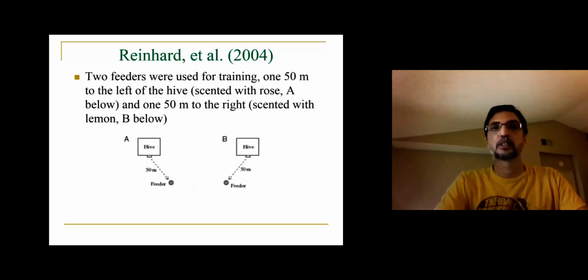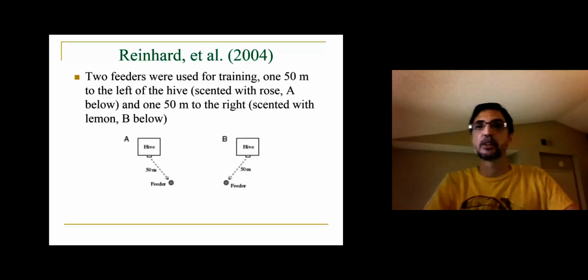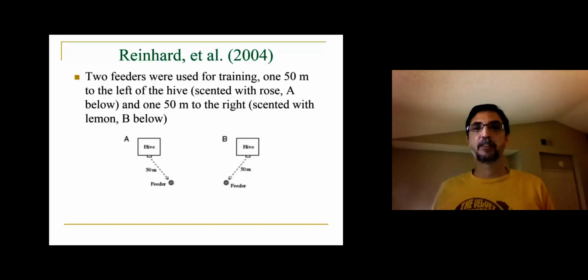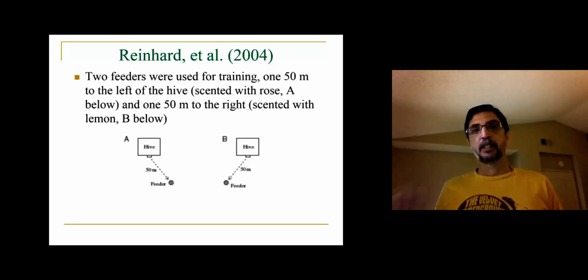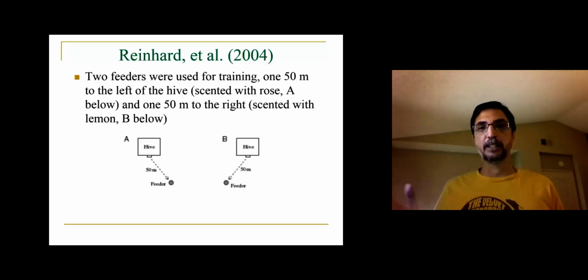So two feeders were used during the training task. One was 50 meters to the left of the hive, which was scented with rose, sugar water scented with rose. That's the one labeled A below. And another one was 50 meters to the right, and it was scented with lemon.